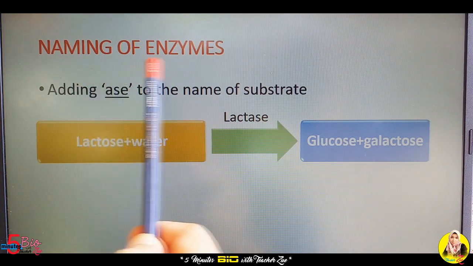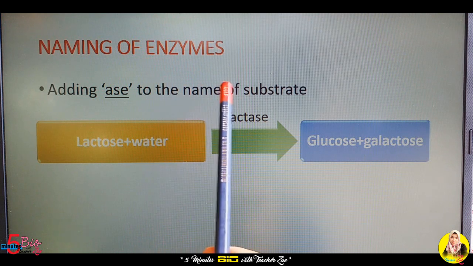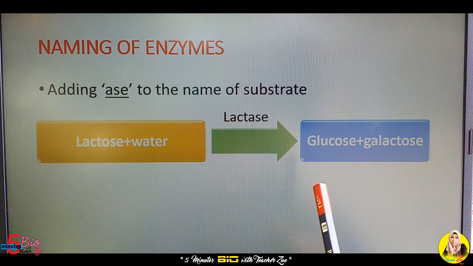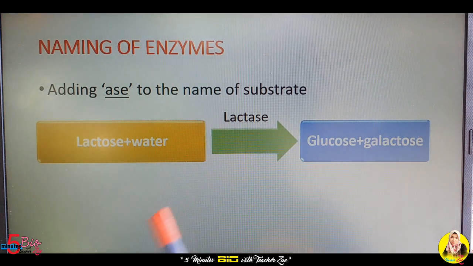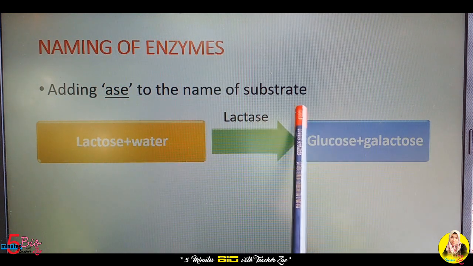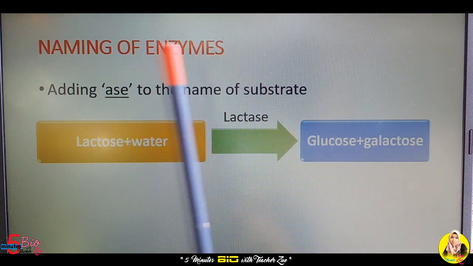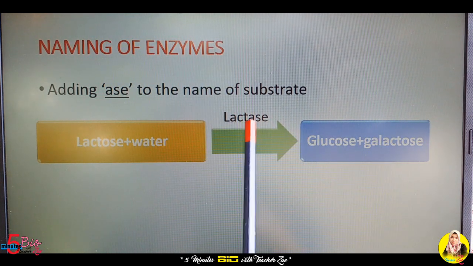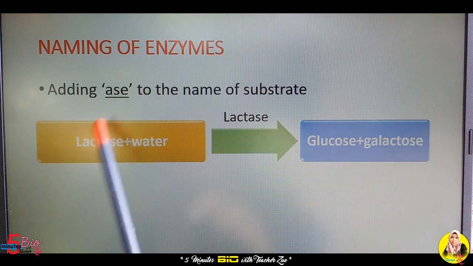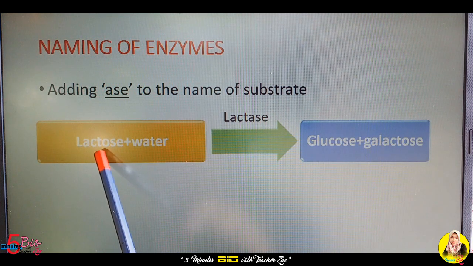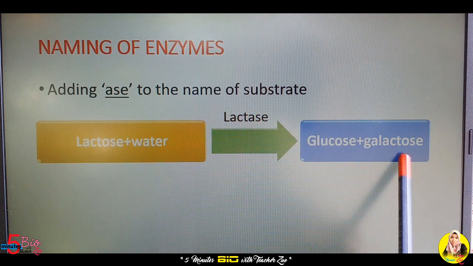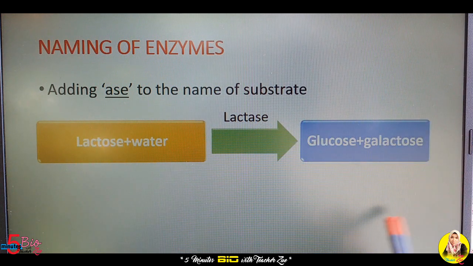Now we go to the naming of enzymes. How can we know that a word is an enzyme? When you find a word, you know that it is an enzyme because it is formed by adding ase to the name of the substrate. So here, this is an enzyme because it ends with ase. It is lactase. And the substrate is lactose. So lactose plus water form glucose and galactose. We have learned also about this in chapter 4.